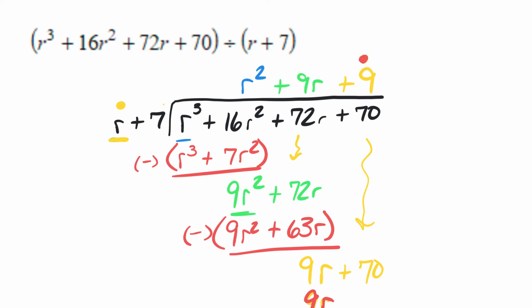And 9 times 7 is still 63. The 9R's take care of themselves. 70 minus 63 is 7. So we have a remainder of 7.